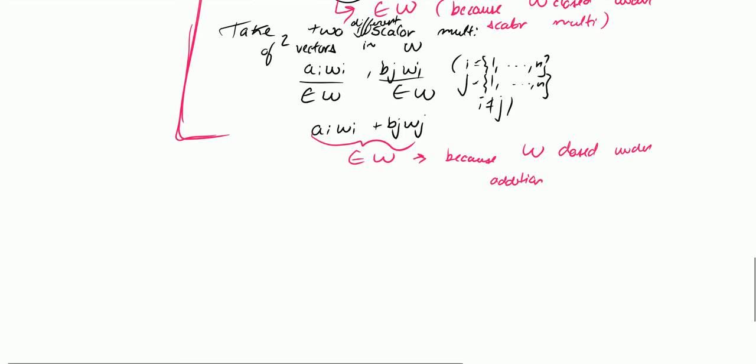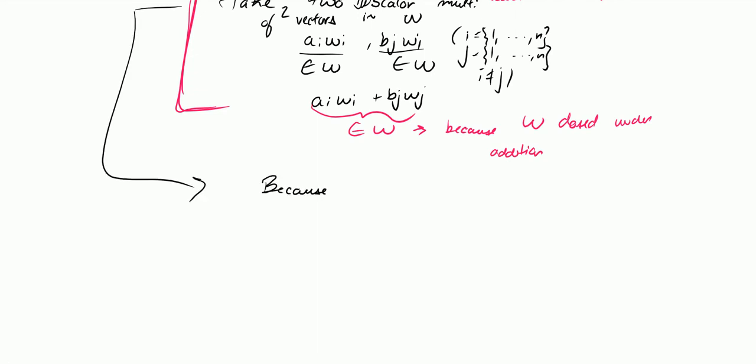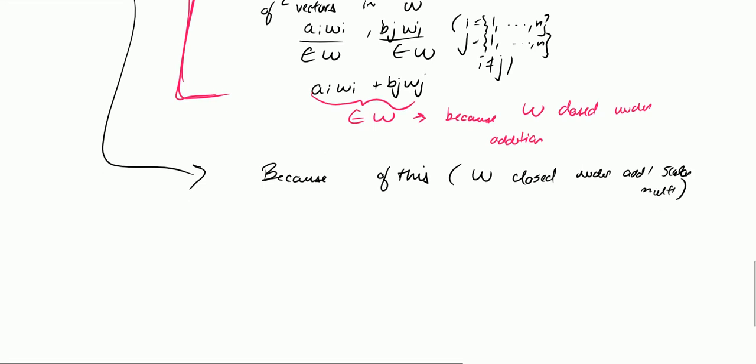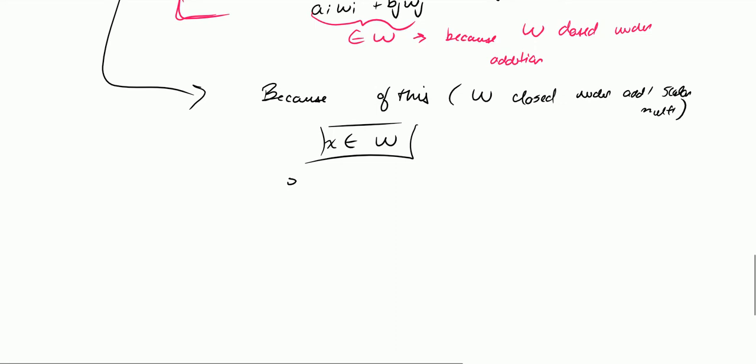So because of this, basically because W is closed under addition and scalar multiplication, we can say that X belongs to W, right? So X belongs to W, meaning that span of W is a subset of W.